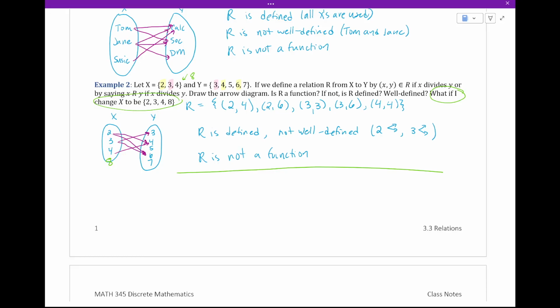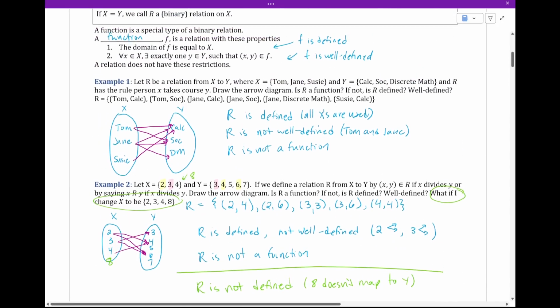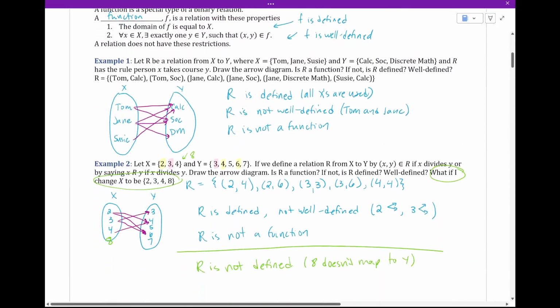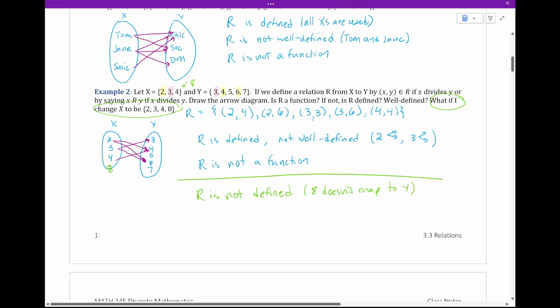So if I changed x to be that, now we're seeing that R is no longer defined. R is not defined because 8 does not map to anything in y. So it's not part of the domain. I mean, the domain is not the same thing as x because 8 is not used, but it is a member of x. So R is not defined, so that it's also not well defined, and it's still not a function.